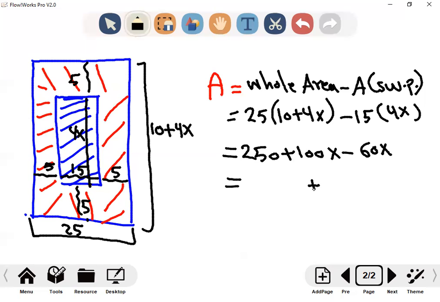250, there is nothing else, right? Now 100x minus 60x. Done? Else? This is check page 270, right?